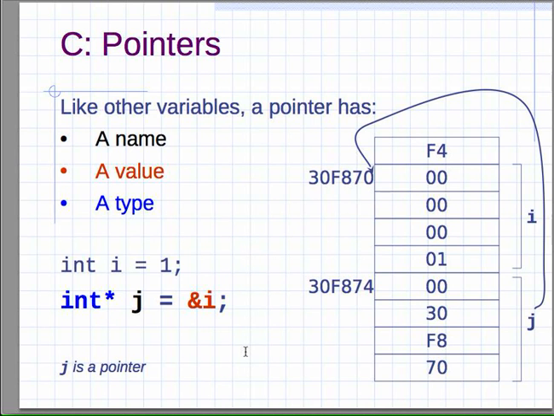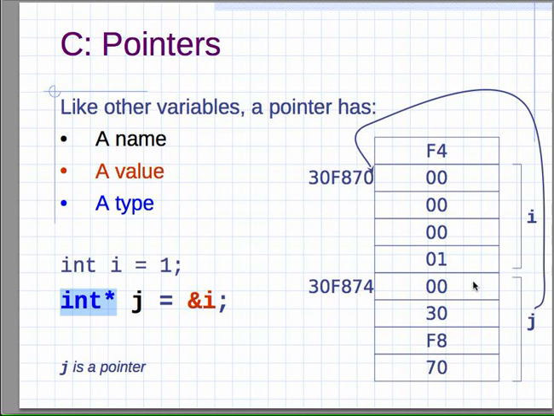Okay, so just like other variables, a pointer has a name, a value, and a type. So the name of, in this particular case, J being the pointer, is J. The value is, in this case, the address of I. The type is int star. So it's not just int or star, it's int star, and int star means pointer to an int.